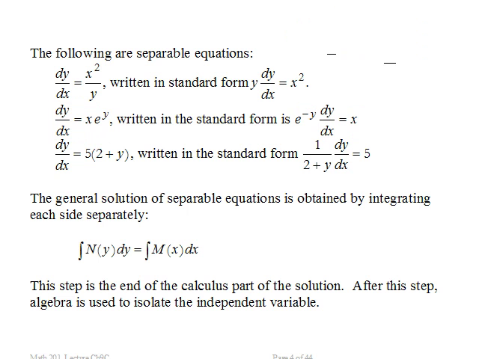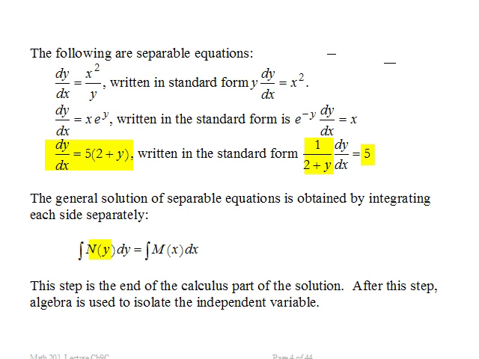In the next example, dy by dx equals 5 times 2 plus y. We can write this in standard form if we divide both sides by 2 plus y. So in this case, we have 1 over 2 plus y. That's the function n of y. It appears down here. Dy by dx equals, and in this case it's 5. M of x equals 5, just a constant, and that's perfectly acceptable. So those were some examples.